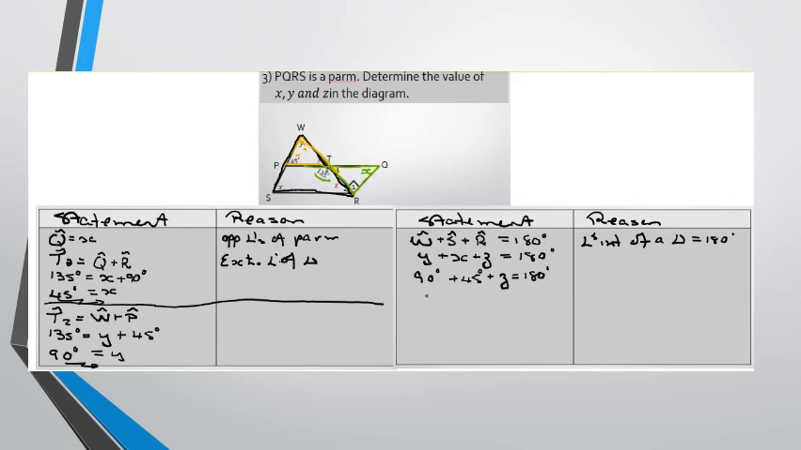On the left, that's going to leave me with 135 plus the Z equals 180. Minus 135 on the left, minus 135, or take it across, I'm going to have Z. Going to leave me with 180 degrees minus 135 degrees. So therefore Z is going to leave me with the answer of 45 degrees.